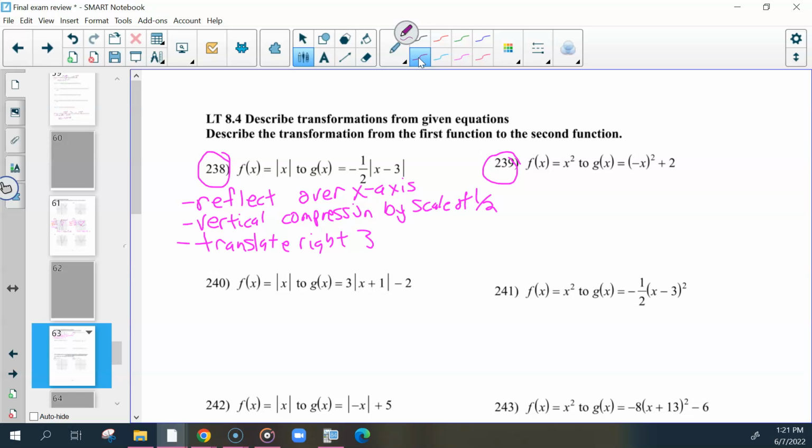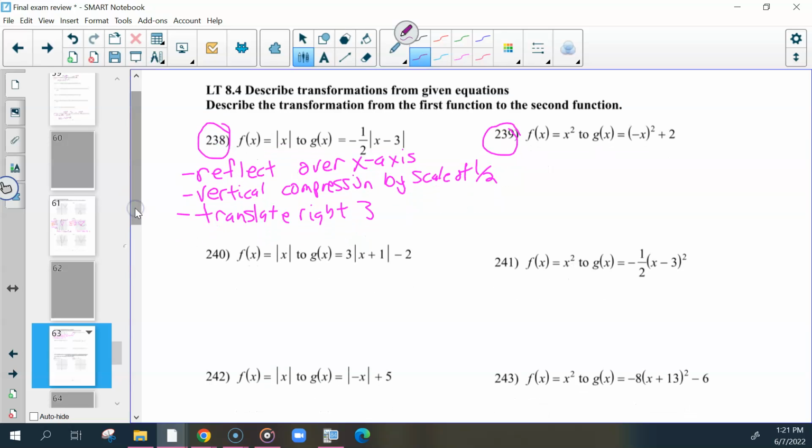And then for 239, we only have two transformations, the negative and the +2. The negative would be a reflection. But because it's on the inside, that would be over the y-axis. The +2 on the outside would be a translate up 2.